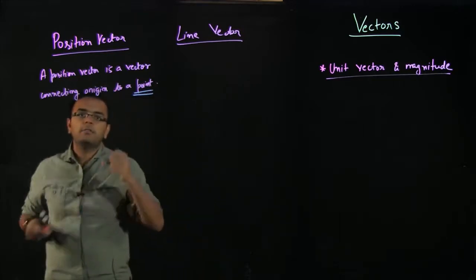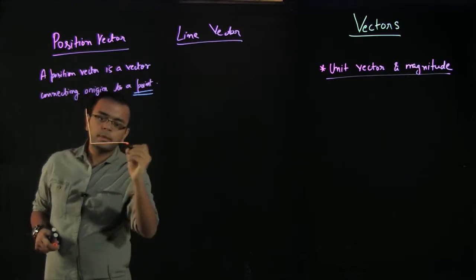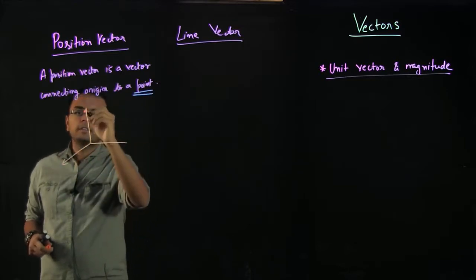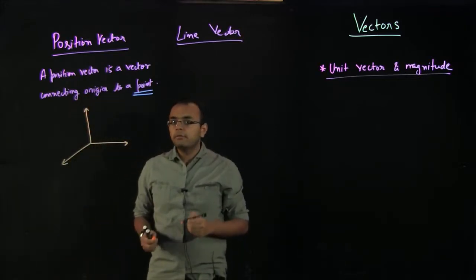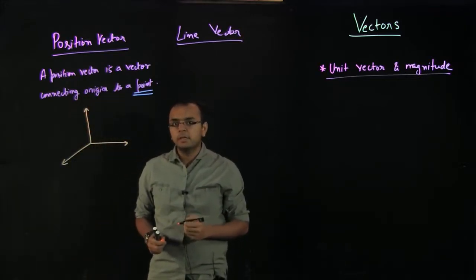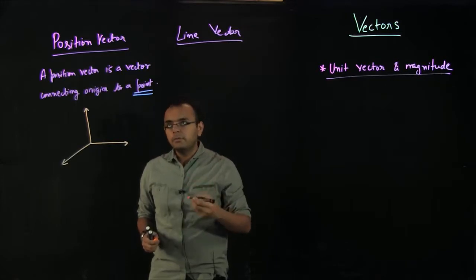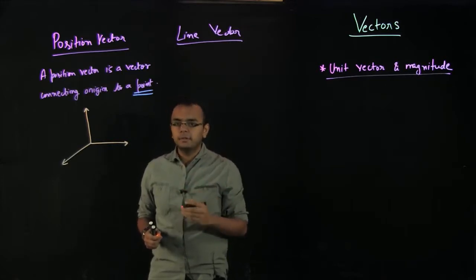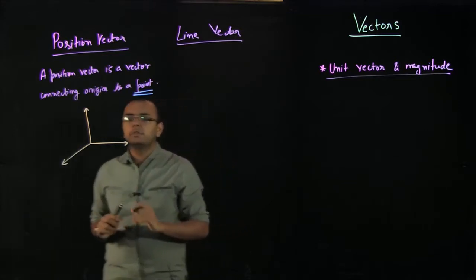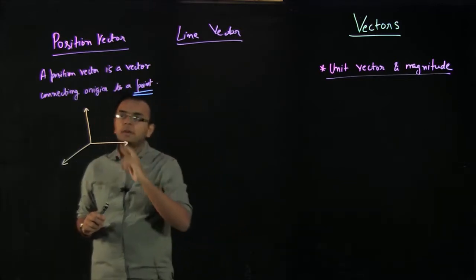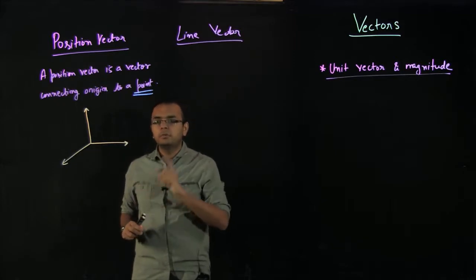So let us say we have... a good thing about vectors is that it will always be in 3 dimensions and that will be really helpful for you in the next chapter of three-dimensional geometry. So that is why it is important for you to understand position vectors and things like line vector, unit vector. So let us just initially focus on position vectors. So what is the definition? A position vector is a vector connecting origin to a point.